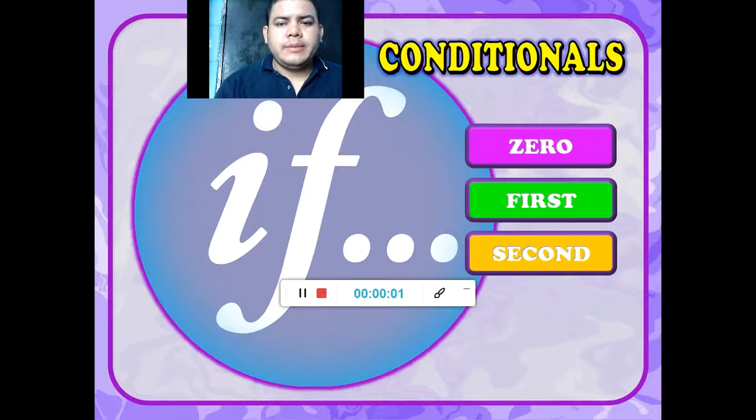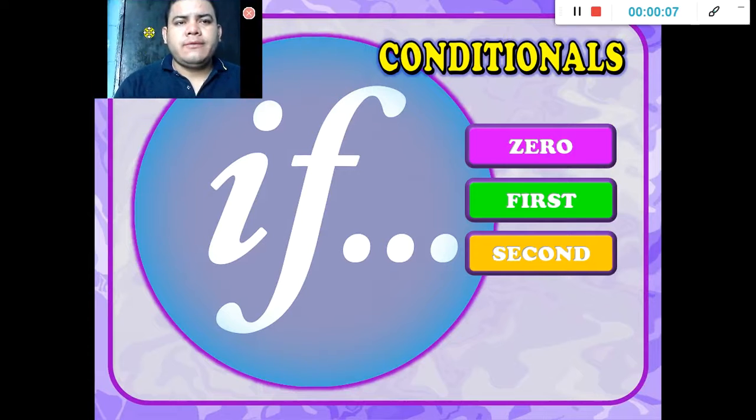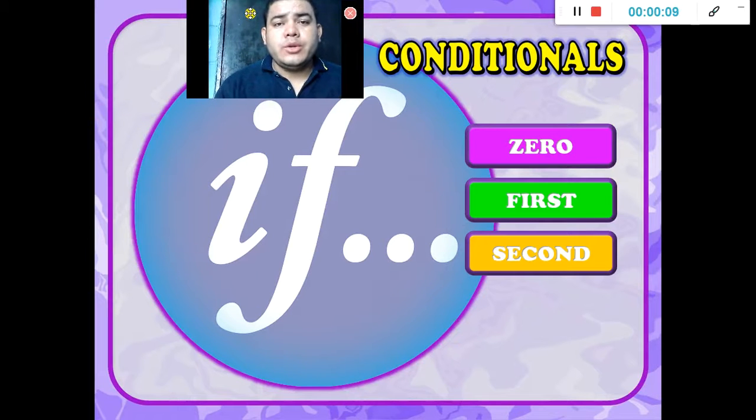Okay, good morning everybody. Today in this class we are going to study the conditionals. This is the first topic that we have for unit number 8. In unit number 8 we will see conditionals in the second type, second conditional or the unreal conditional. But I consider it is important for us to review zero and first conditional first, right?